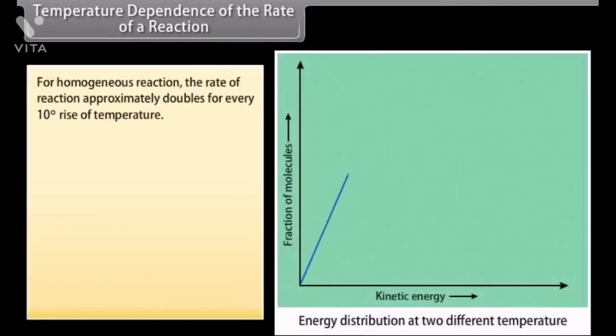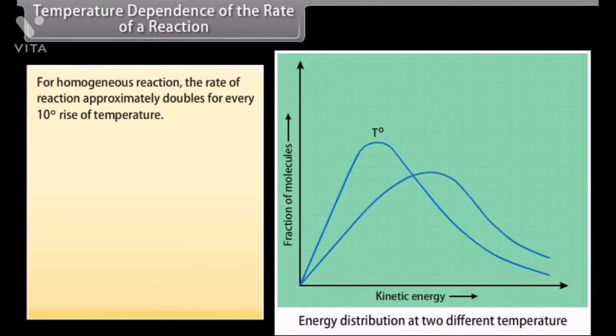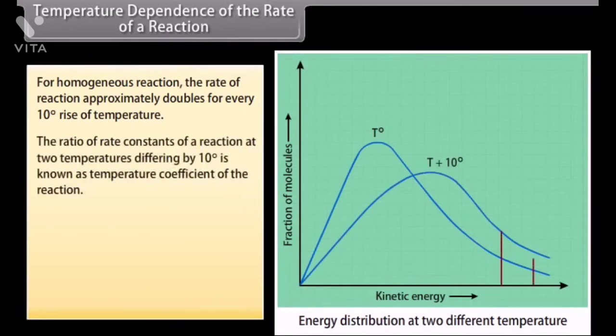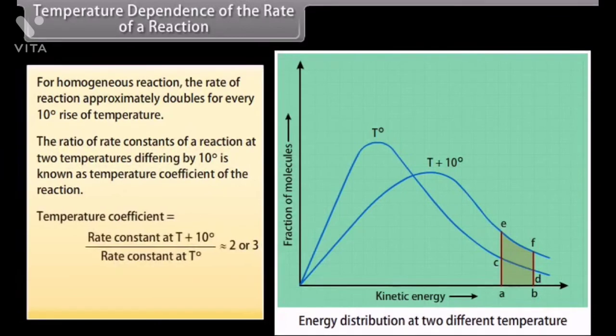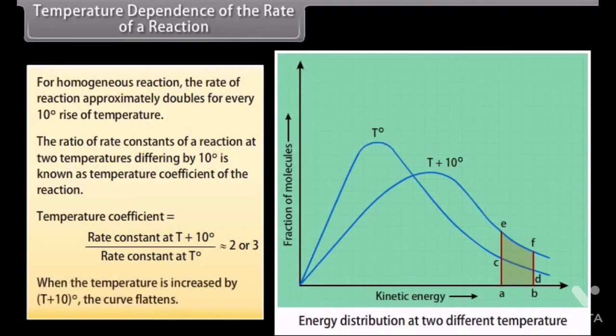Temperature dependence of the rate of a reaction. For a homogeneous reaction, the rate of reaction approximately doubles for every 10-degree rise of temperature. The ratio of rate constants of a reaction at two temperatures differing by 10 degrees is known as the temperature coefficient of the reaction. The value of the temperature coefficient for most reactions is close to 2, and in some cases it approaches 3. When the temperature is increased by T plus 10 degrees, the curve flattens.